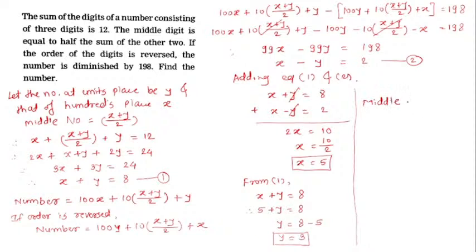So the digit at middle place or the middle digit is equal to, by the given condition, x plus y divided by 2. So x is 5 plus y is 3 divided by 2. So 5 plus 3, that's 8 divided by 2, and 8 divided by 2 is 4. So these are the three digits, 4, 5 and 3, where 3 is at units place. Unit place number 3 मिळाला, middle term किंवा middle digit 4 आहे, so middle digit 4, and digit at hundreds place will be 5. So the required number is 543.